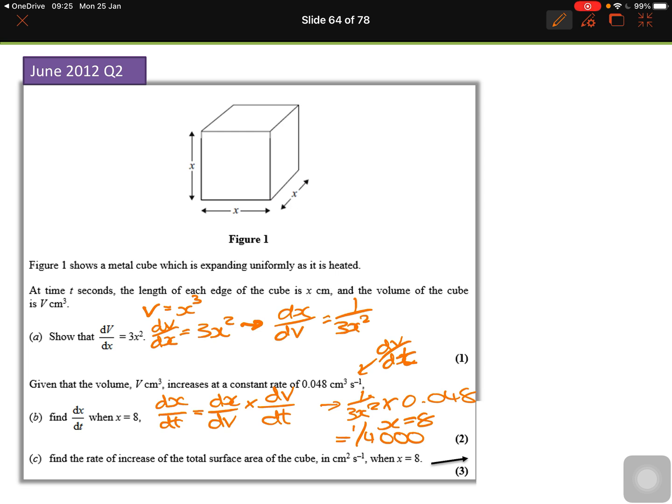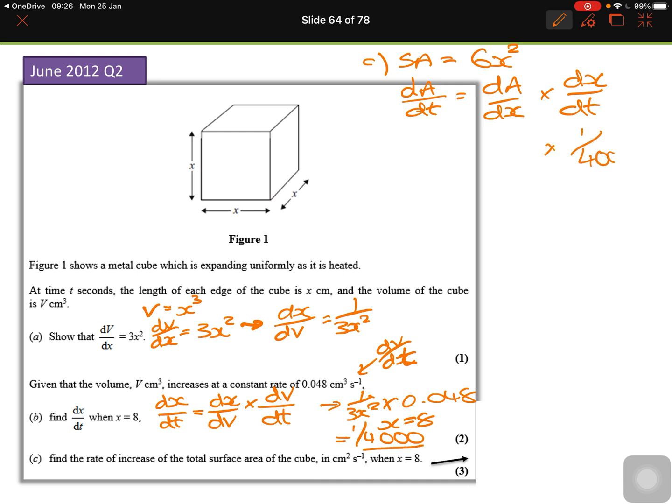Last part, find the rate of increase of the surface area. First of all, I need to know what the surface area is. We're going to take part C up here. My surface area, well, it's x squared for each face, so my surface area is 6x squared. That shouldn't be too difficult to work out. Now, if I need to work out the rate of increase of surface area, I want dA/dt. In order to make dA/dt, I put dA on the first fraction, dt on the bottom of the second fraction. The bit I'm missing is my x's. I've already worked out dx/dt from my last one down here. That's going to be 1/4000.